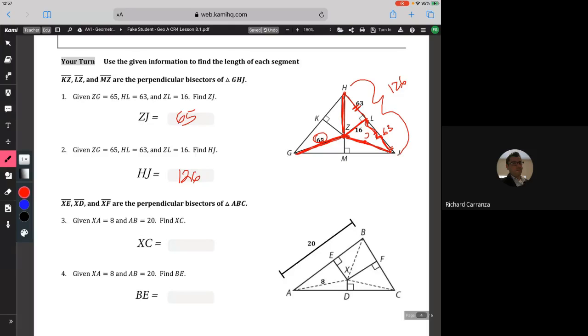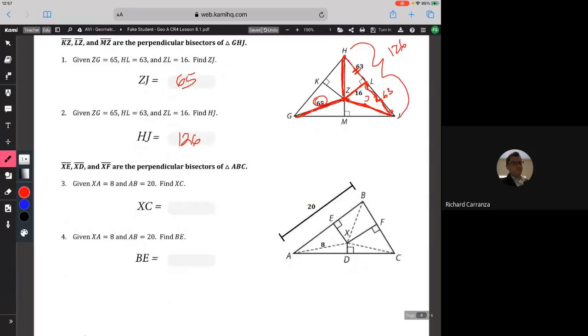Number 3, XA is 8. AB is 20, so that gives you this part. Find XC. All right, so one of you two, what do you think XC would be? Look at the other side. What do you think it's going to be?